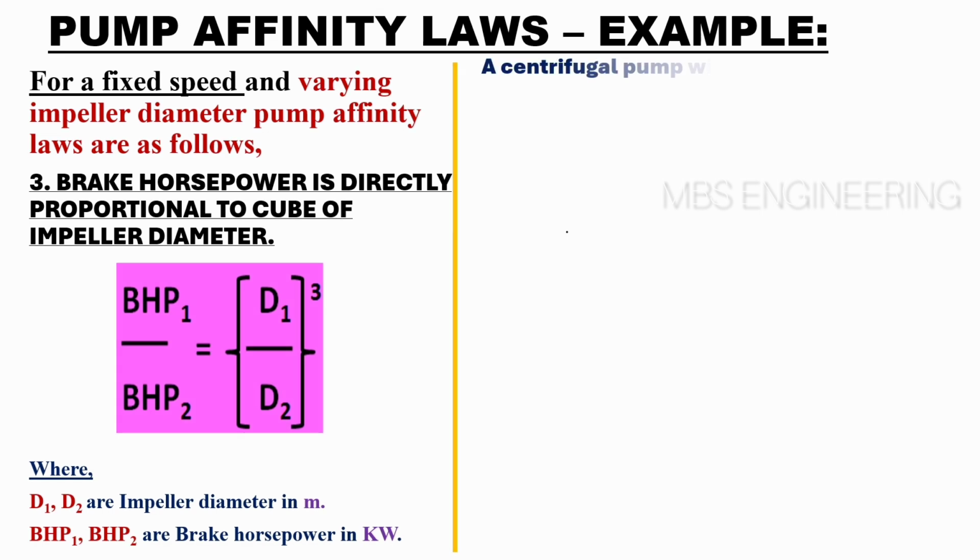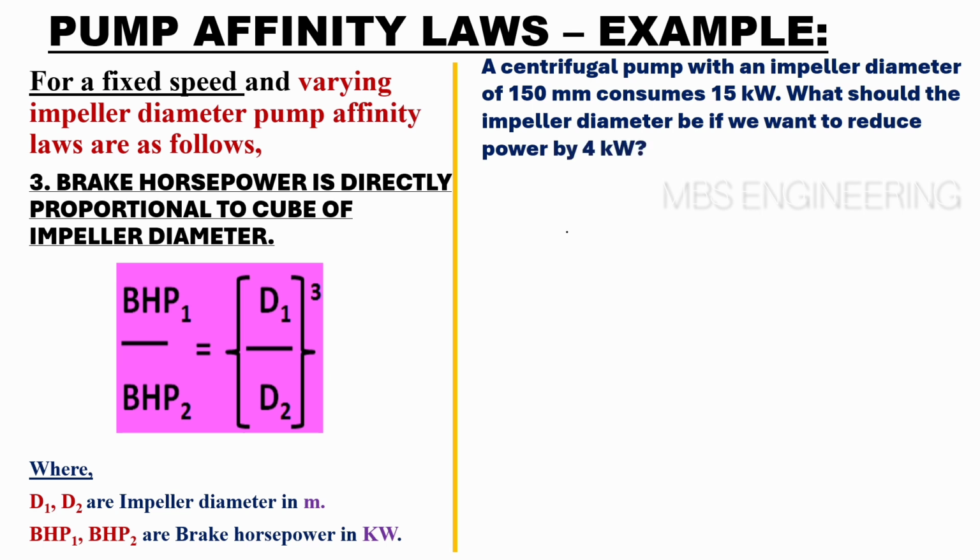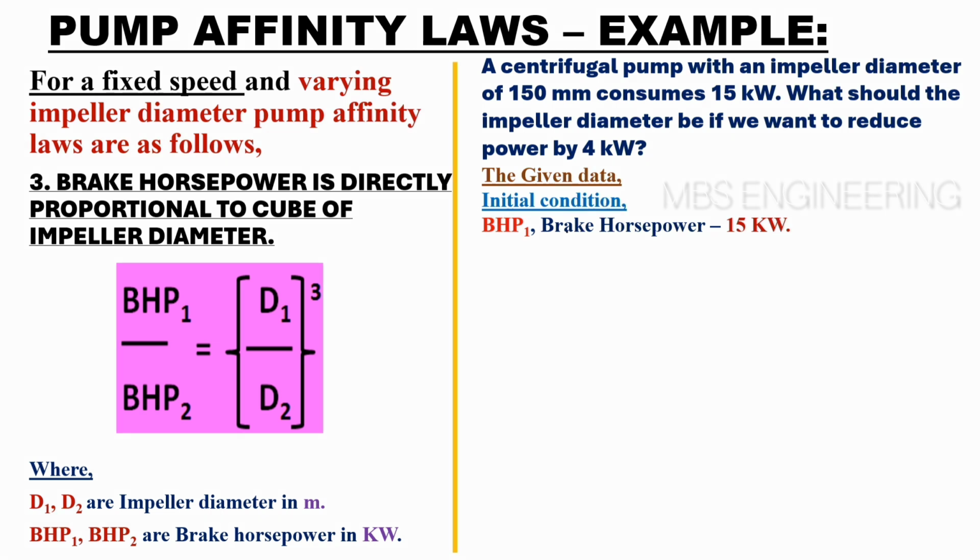A centrifugal pump with an impeller diameter of 150 mm consumes 15 kilowatts. What should the impeller diameter be if we want to reduce power by 4 kilowatts? Next, the given data. The initial conditions for the pump are as follows. bhp1 is the brake horsepower, 15 kilowatts. d1 is the impeller diameter, 150 millimeters, or 0.15 meters.